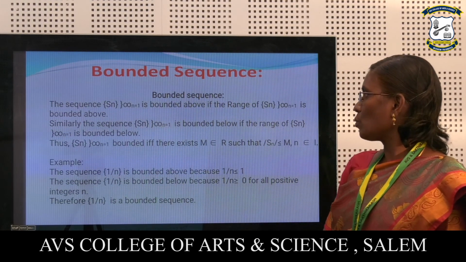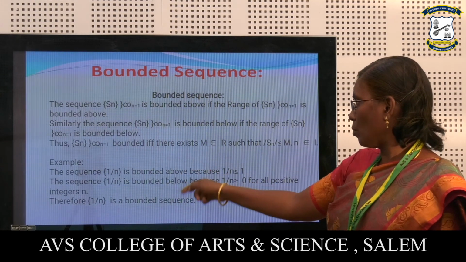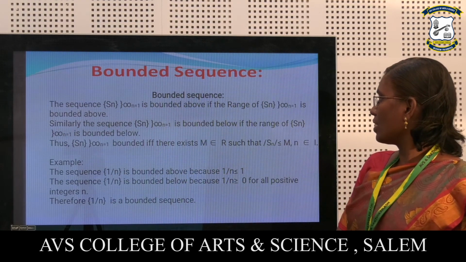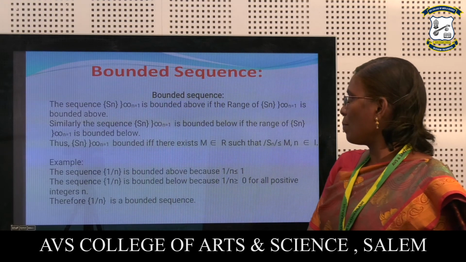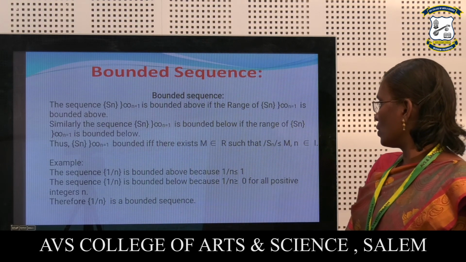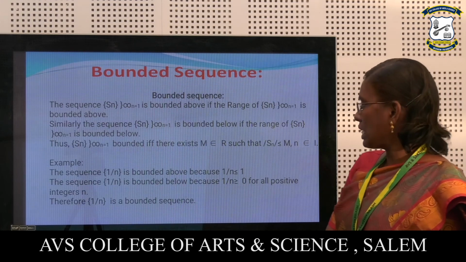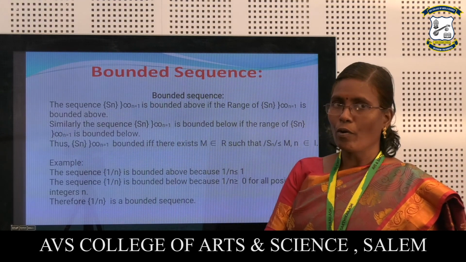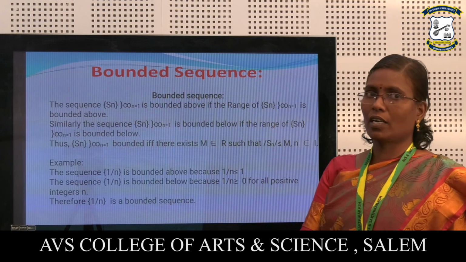Example, the sequence 1 by n is bounded above because 1 by n is less than or equal to 1. The sequence 1 by n is bounded below because 1 by n is greater than or equal to 0 for all positive integers n. Therefore, 1 by n is a bounded sequence.